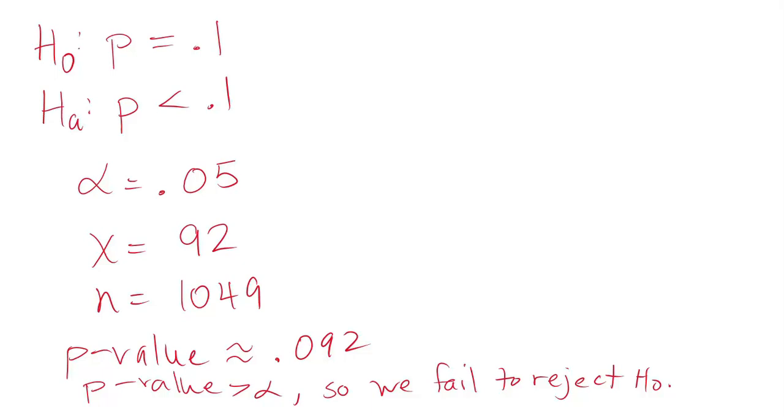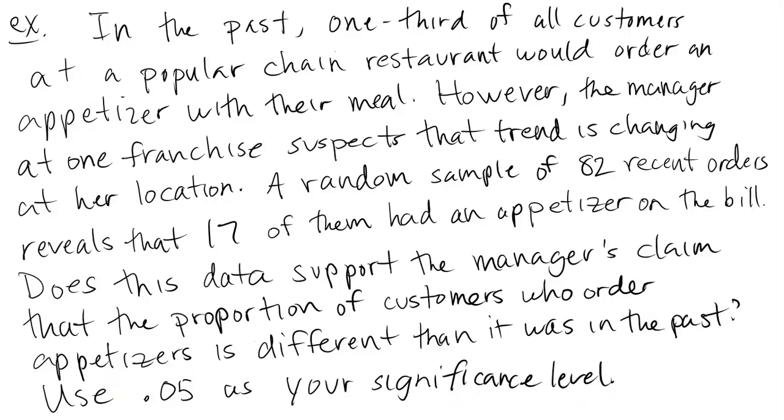For our last example, I want to do one that uses the other inequality symbol. In the past, 1/3 of all customers at a popular chain restaurant would order an appetizer with their meal. However, the manager at one franchise suspects that trend is changing at her location. A random sample of 82 recent orders reveals that 17 of them had an appetizer on the bill. Does this data support the manager's claim that the proportion of customers who order appetizers is different than it was in the past? Use 0.05 as your significance level.